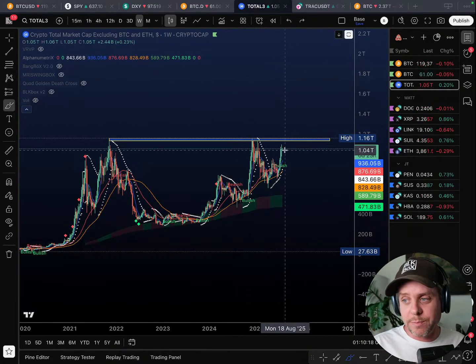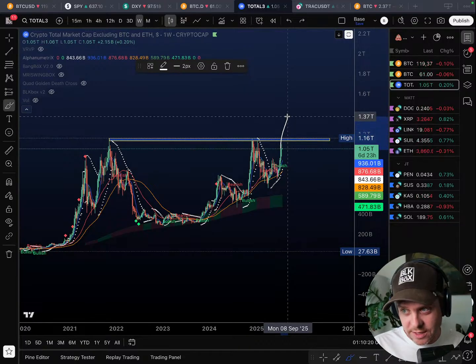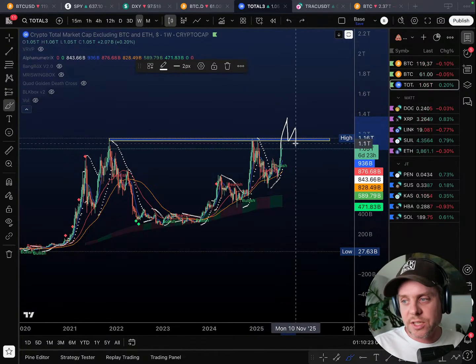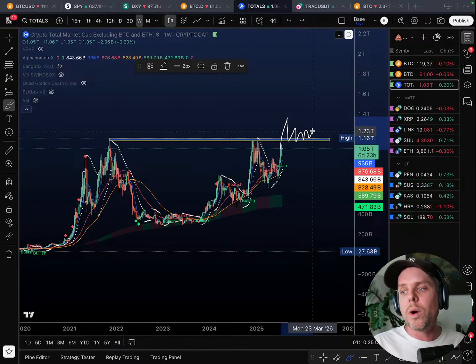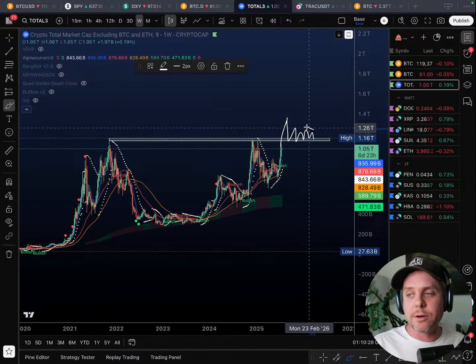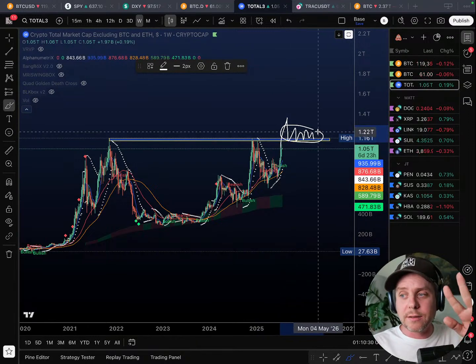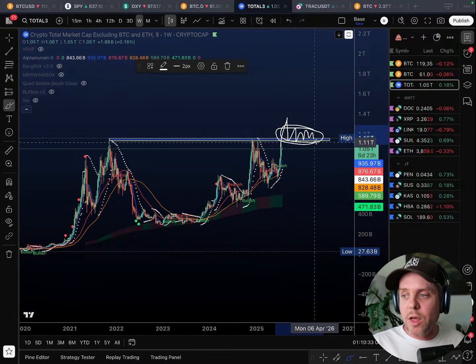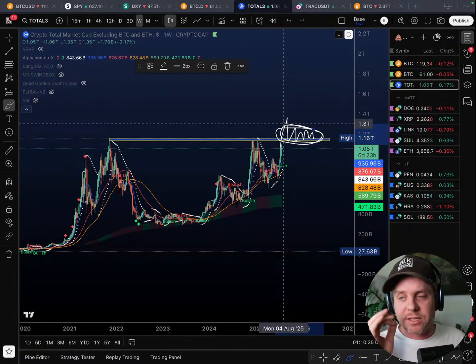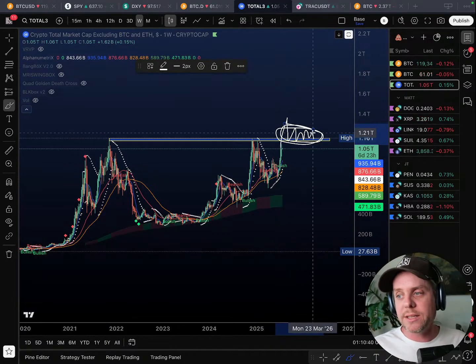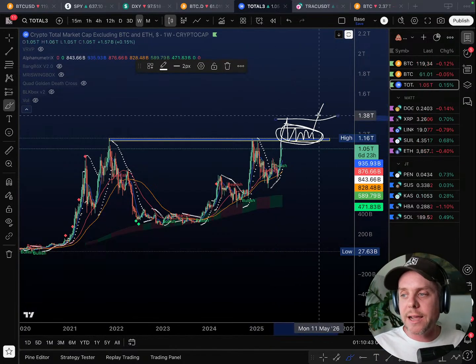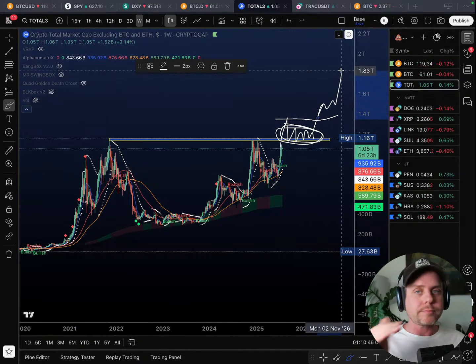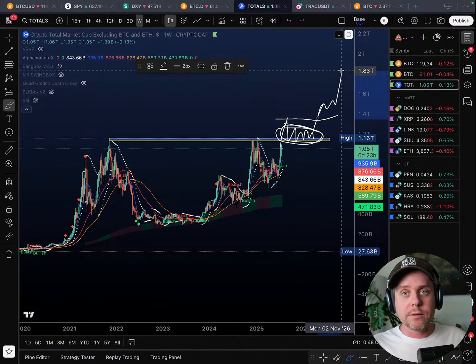So if you see a move like this where we break out and then there's a consolidation, which there will likely be, this consolidation that hasn't happened yet will be your last chance to figure it out. You will have to have your altcoin portfolio set by that point, because the moment we take out the high and trend up from there, you don't want to do anything. You just want to kick back and watch the portfolio grow.